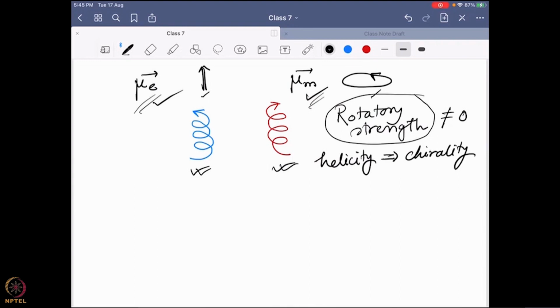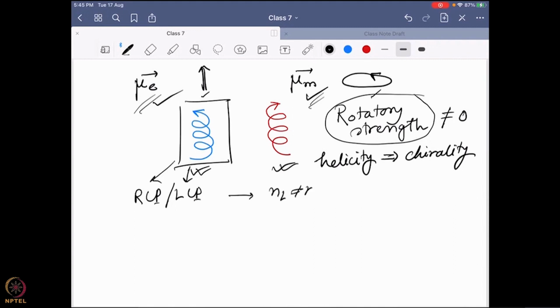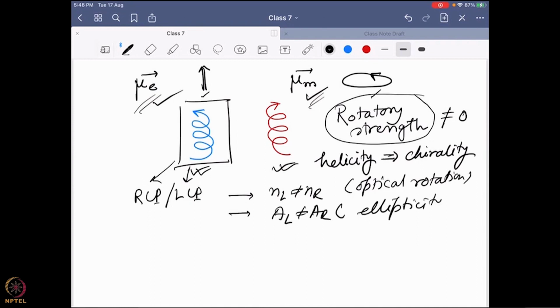So that is why a molecule, even at its origin, can have some chirality, and they interact differently with RCP and LCP, that is, the light coming in. So say you have one particular molecule here, one enantiomer, it will interact differently with RCP and LCP, and with that effect you can have either n not equal to nR, that means optical rotation, or you can have an absorbance difference, and you can have ellipticity. So either of these two is possible. With respect to that, you are going to see whether a molecule is chiral or not.